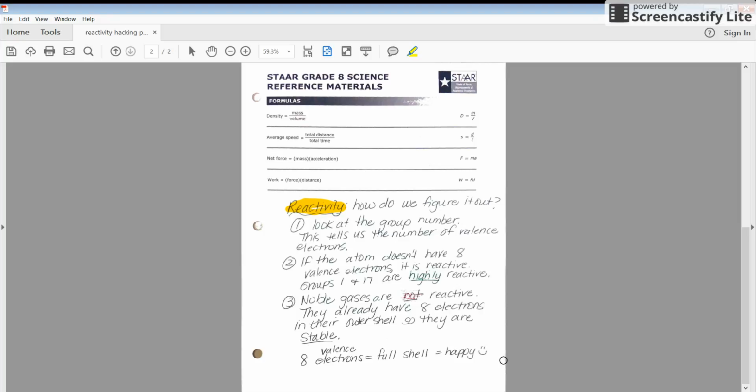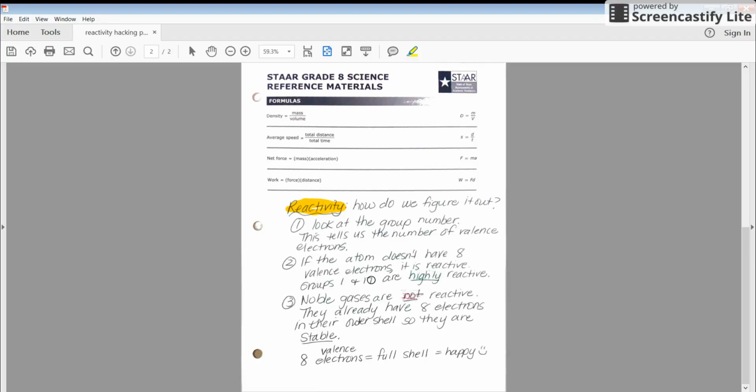The one thing we do need to talk about, though, is why group 1 and 17 are highly reactive. So group 1, if you think about it, okay, 1 means it has 1 valence electron. 1 valence electron is very easy to give away. It's just 1. So when they're bonding, and we will have watched a reactivity video, the group 1 is very, very reactive. It's very easy to give 1 electron away. So it happens really fast, which is why they're highly reactive.